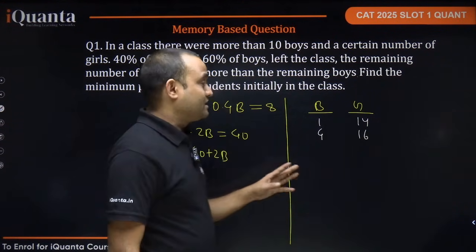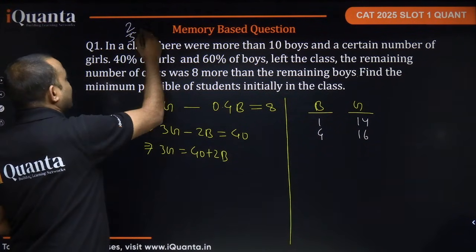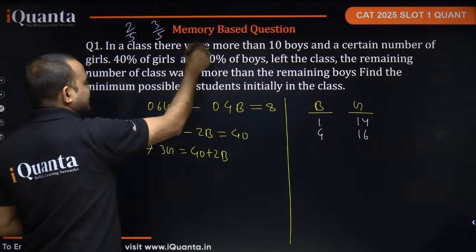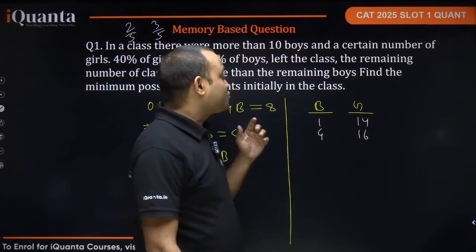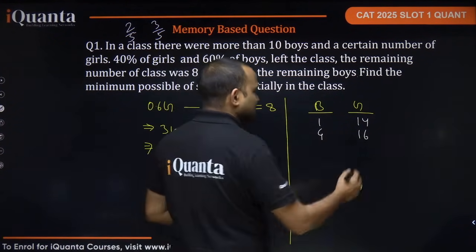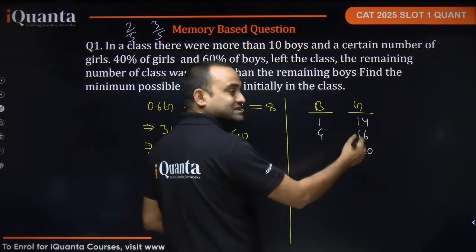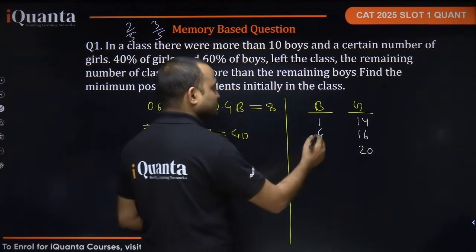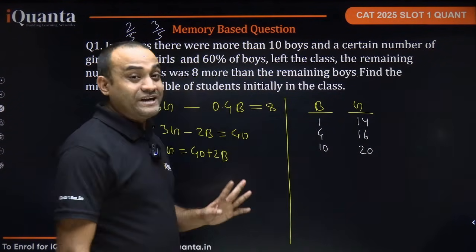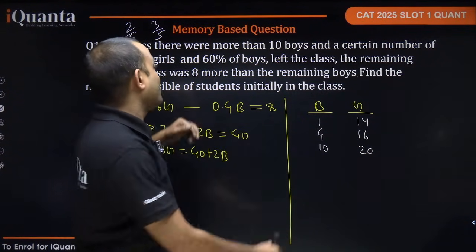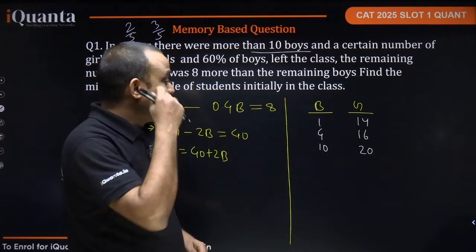But again, we know that 40%, that is 2 by 5, must give an integer, and 3 by 5 must give an integer in this case. So B and G both should be multiples of 5. So how soon can we get a multiple of 5? If I make this a multiple of 5, this will become 20. So twice we have jumped the coefficients, so this will be 4 plus 6, that is equal to 10. 10 and 20 is one of the possibilities, but the number of boys is greater than 10, so this is not possible.